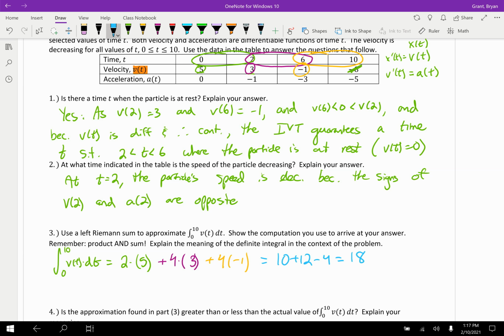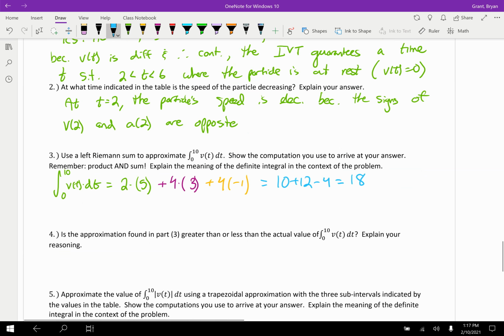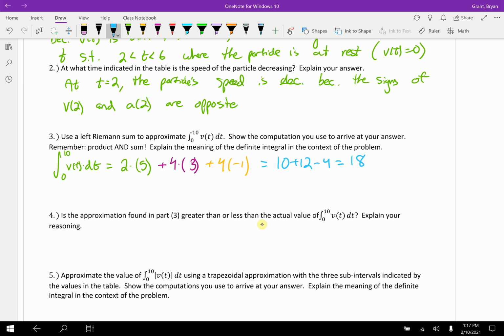What does this actually mean? Well, the antiderivative of v is x of t, its position, and essentially what this is finding is the position of the particle at 10 minus the position of the particle at 0. And so we should realize that this is how far apart the particle is at these two times, or the displacement. So how do we write this?